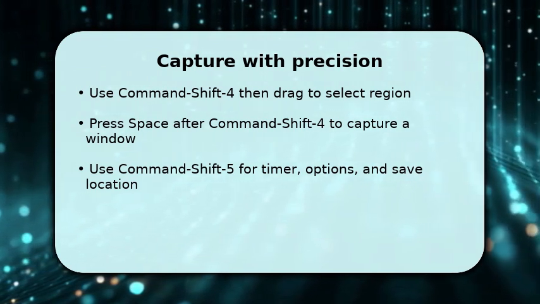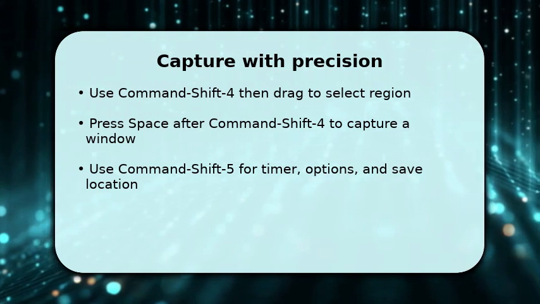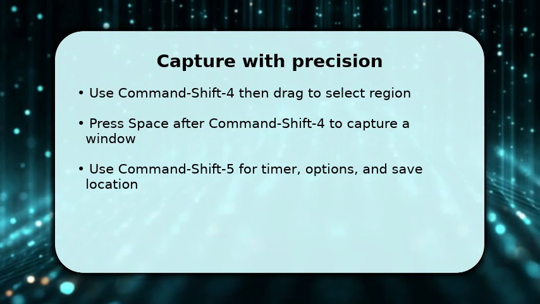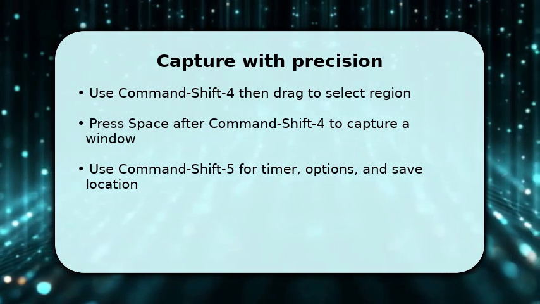Alternatively, open Command-Shift-5 to see a live preview, choose a timer, or change where files save. These controls help you get exactly the area and timing you need.